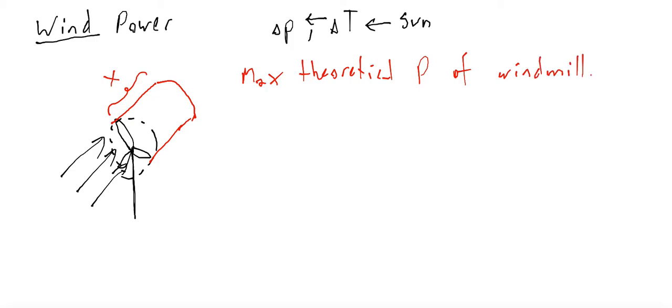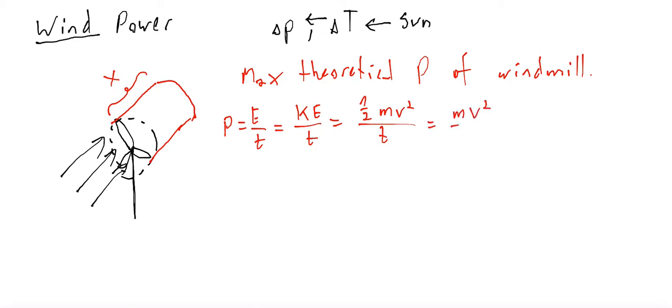Okay, so what is a power? Power is energy over time. What type of energy? Of course, kinetic energy over time. How to write kinetic energy? Of course, half of mv squared divided by time. I'm going to write this in a little bit different form, mv squared over 2t.